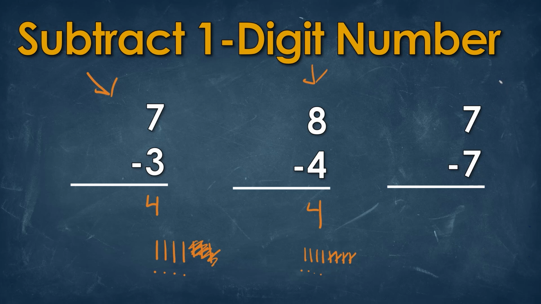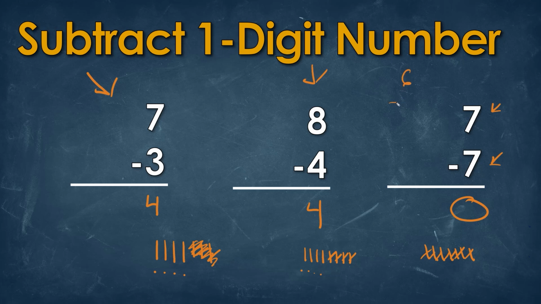Now let's take a look at this left example. We have 7 minus 7. If we put 7 sticks down, 4, 5, 6, 7, and we remove 7 of those sticks, we're left with 0. Now that goes with all numbers. If we take the same number and subtract it by itself, we'll be left with 0.